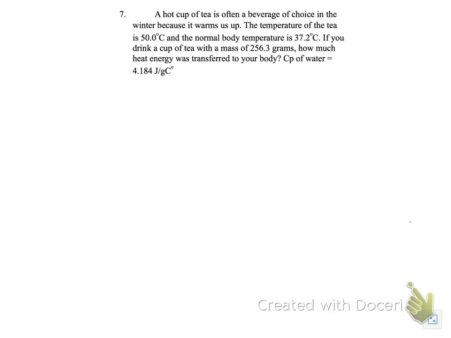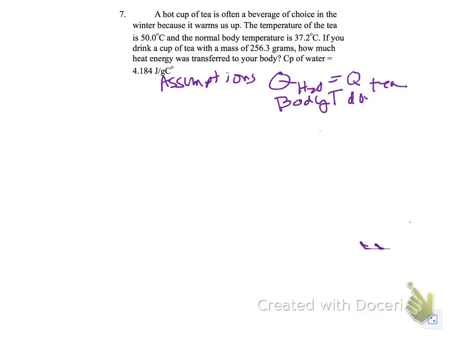Alright, let's take a look at another. Here we say we have tea at 50 degrees C, and the normal body temperature is 37.2. If you drink a cup of tea with a mass of 256 grams, how much heat energy was transferred to our body? And we're given the heat capacity of water. So we're going to make two assumptions on this. The first assumption is that the Q of the water is going to be about the same as the Q of the tea. And the other is that the body temperature is not going to change.